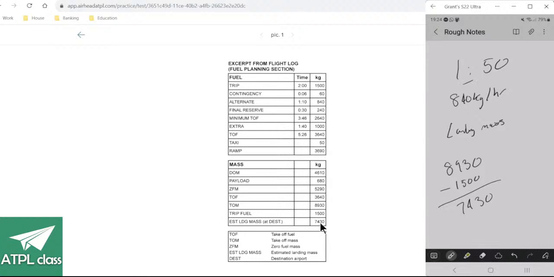Then we're going to fly for an hour and 50, burning 840 kilograms an hour. And we need to calculate our new landing mass. So 840 kilograms per hour times 1 hour 50 gives us a fuel burn of 1540, which would take off that. We wouldn't have really burnt our alternate fuel. Well, no, we don't have to even consider that. That's fine.